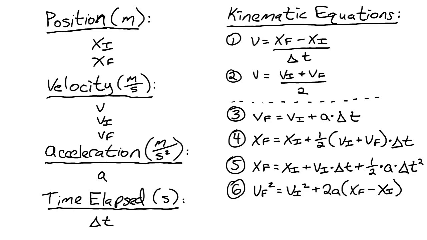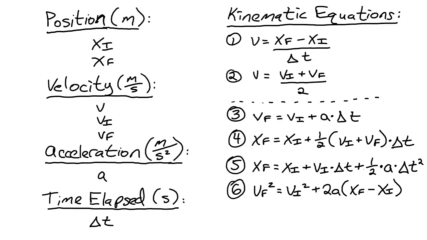Here are our kinematic equations as well as these position, velocity, acceleration, and time elapsed quantities. So write these down, it will help you. And just understand this: position is measured in meters, velocity in meters per second, acceleration in meters per second squared, and time elapsed is in seconds.